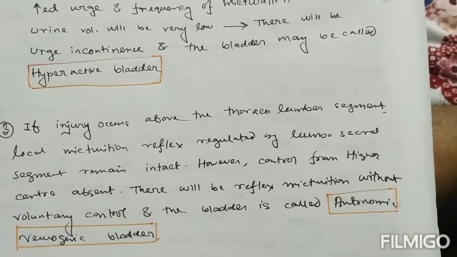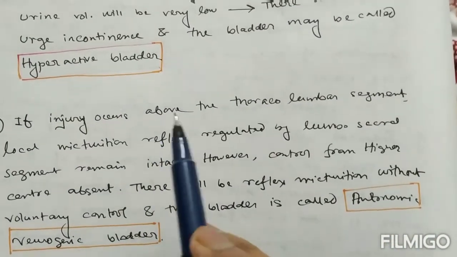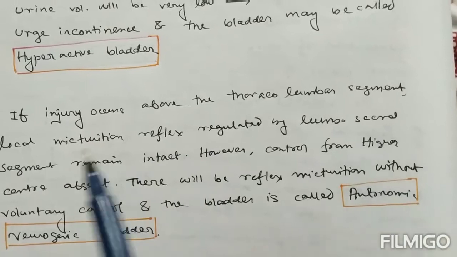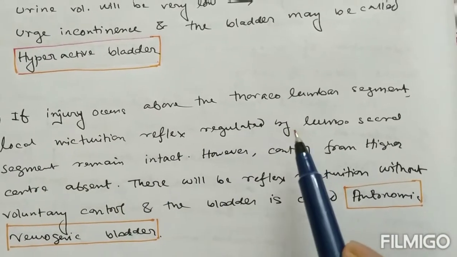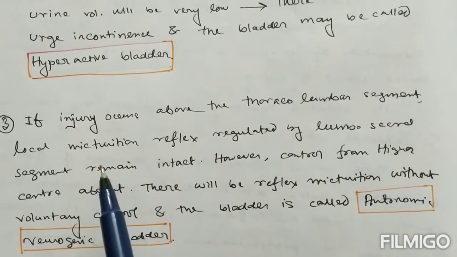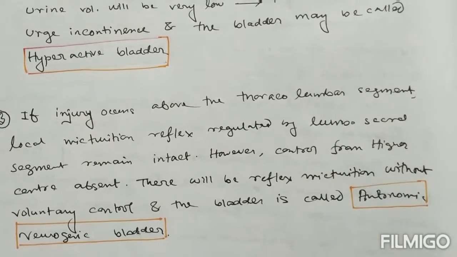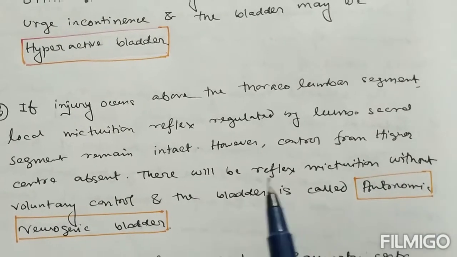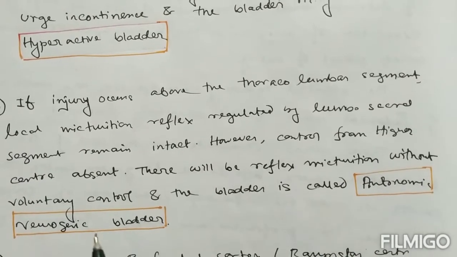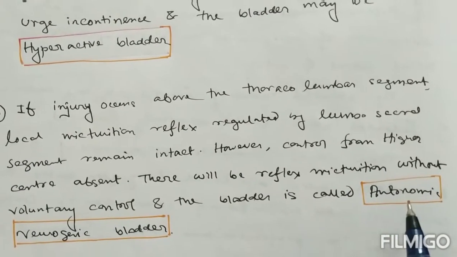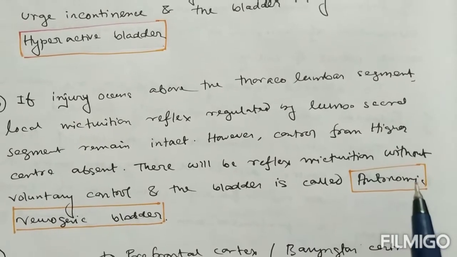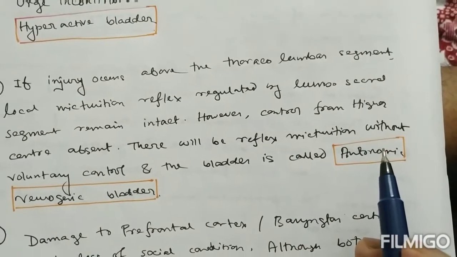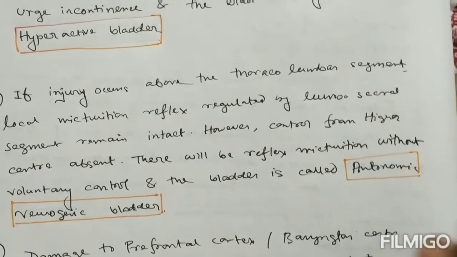Now another type of condition: if the injury occurs above the thoracolumbar segment, that is the spinal reflex center, then the local micturition reflex is regulated by the lumbosacral segment and the normal micturition reflex is intact. However, control from the higher center is absent. There will be reflex micturition without voluntary control, and the bladder is called autonomic bladder because the higher center is not sending any signal. So only the autonomic control is there, and it's called autonomic bladder.